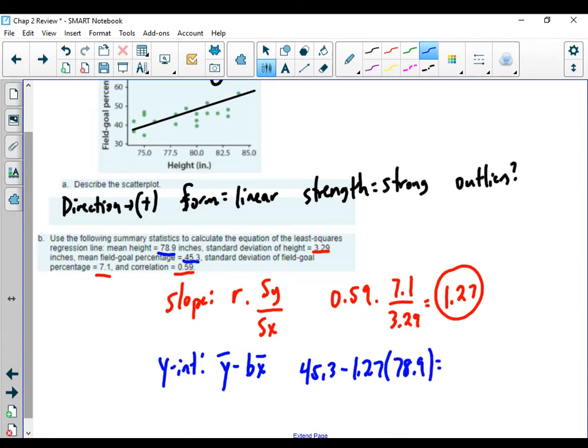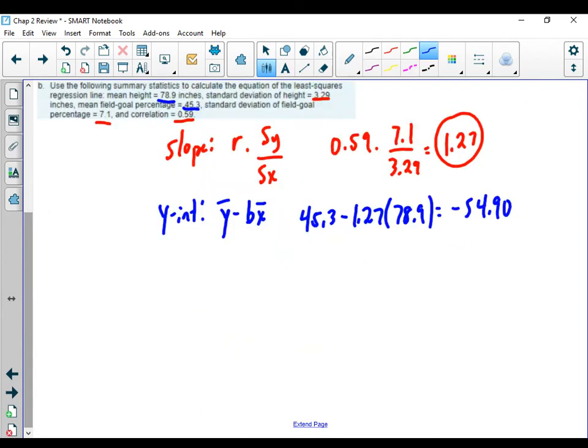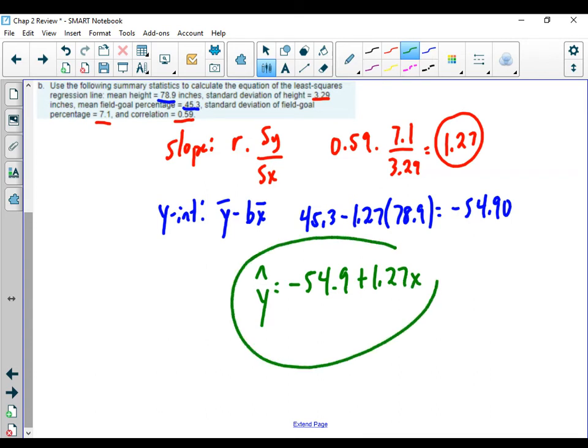So again, I'll punch that in. And that's negative 54.90. So our equation here, when we put that together, we'd say y hat equals, and you can write it different ways, but I'm going to write it as negative 54.9 plus 1.27x. So that would be our regression equation.